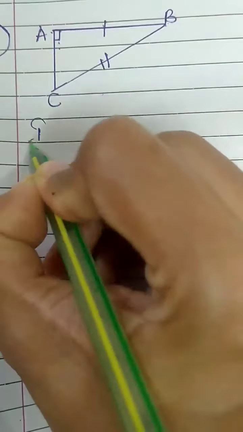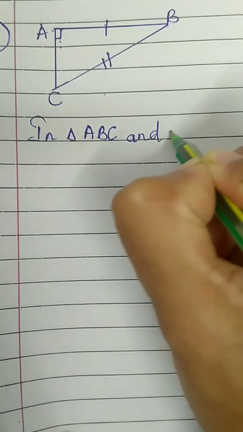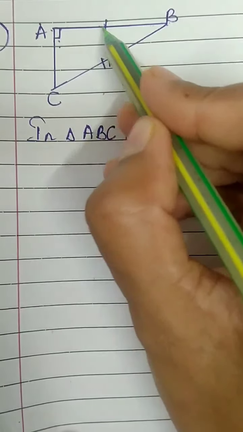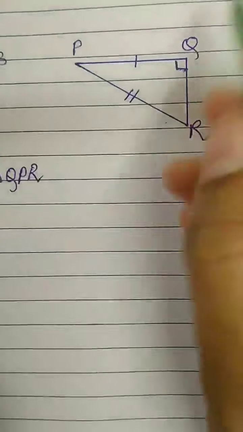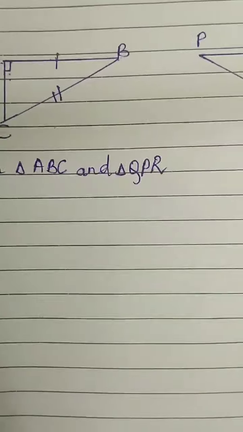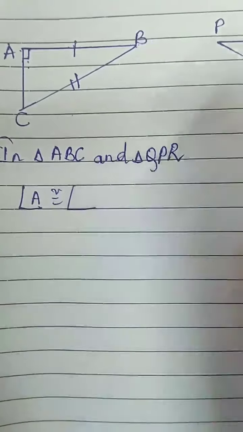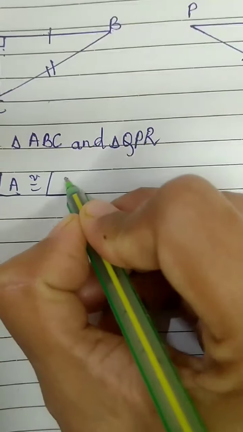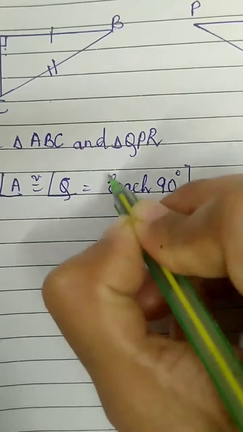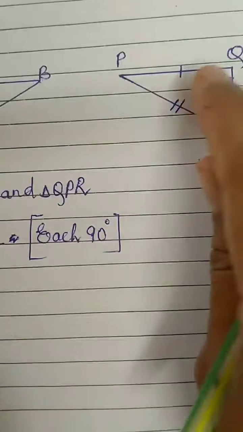So write down, in triangle ABC and triangle QPR. ABC is 90 degree, single mark, double mark. Same way, 90 degree, single mark, double mark. So QPR, correct. So in these two triangles, what all things do we know? Angle A is congruent to angle Q. Each 90 degree. Both are 90 degree, so both are congruent.